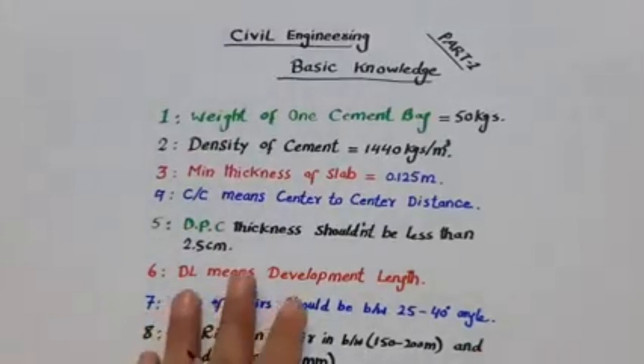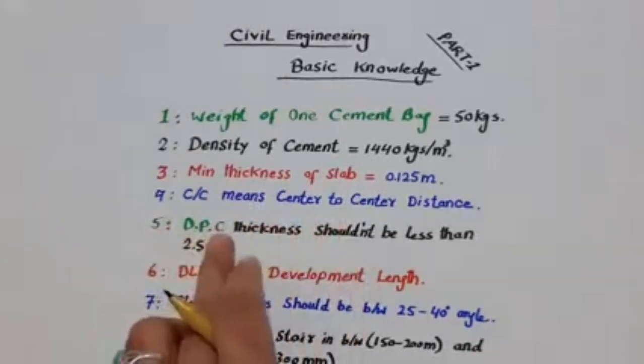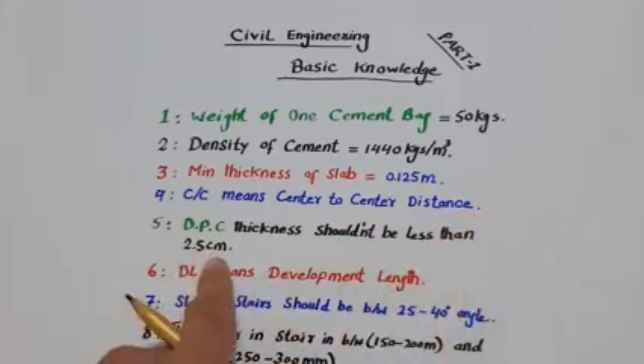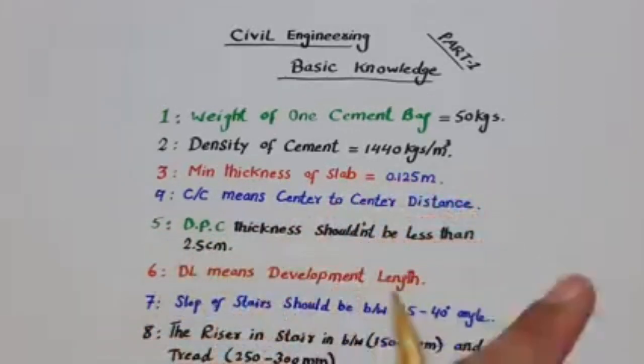Next one, guys, thickness of DPC, damp proof course, which should not be less than 2.5 centimeter or 1 inch.